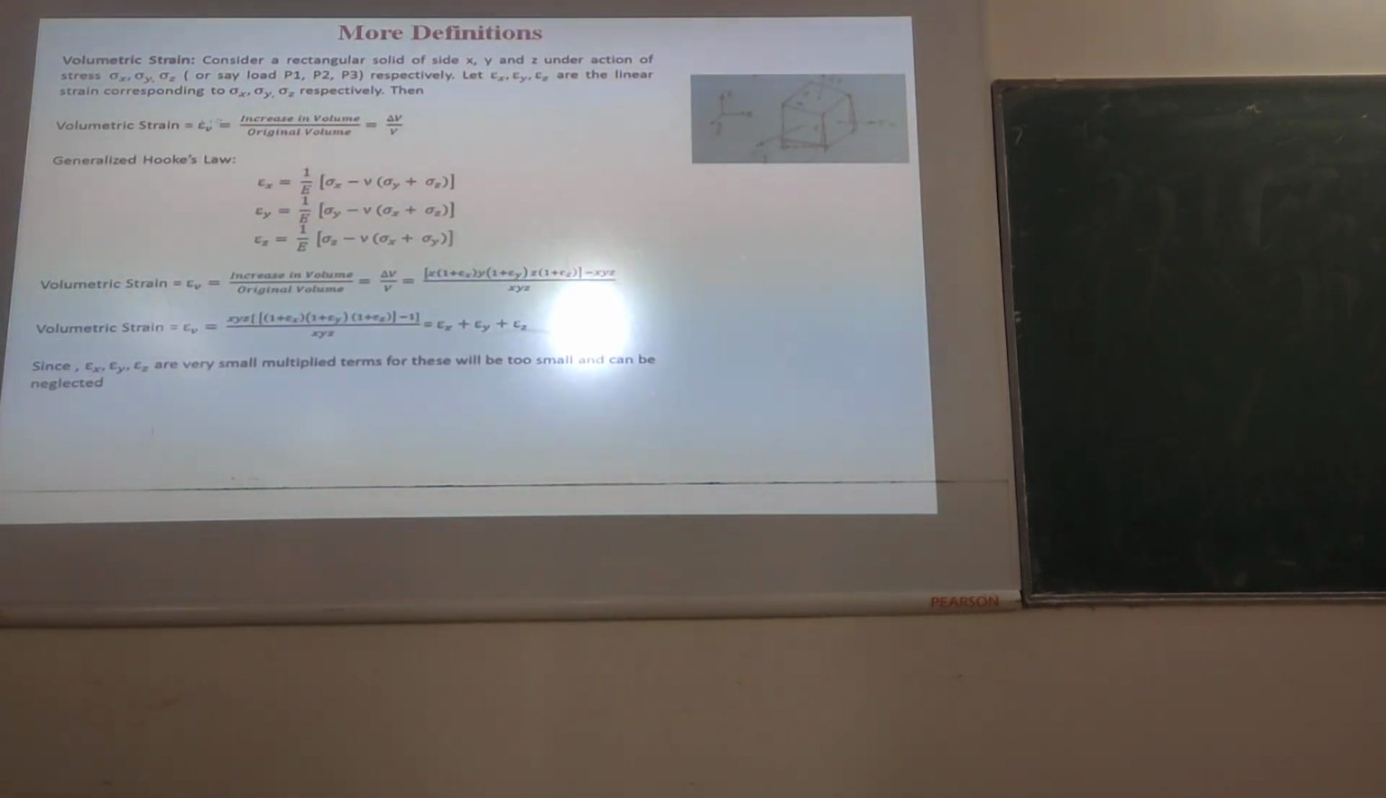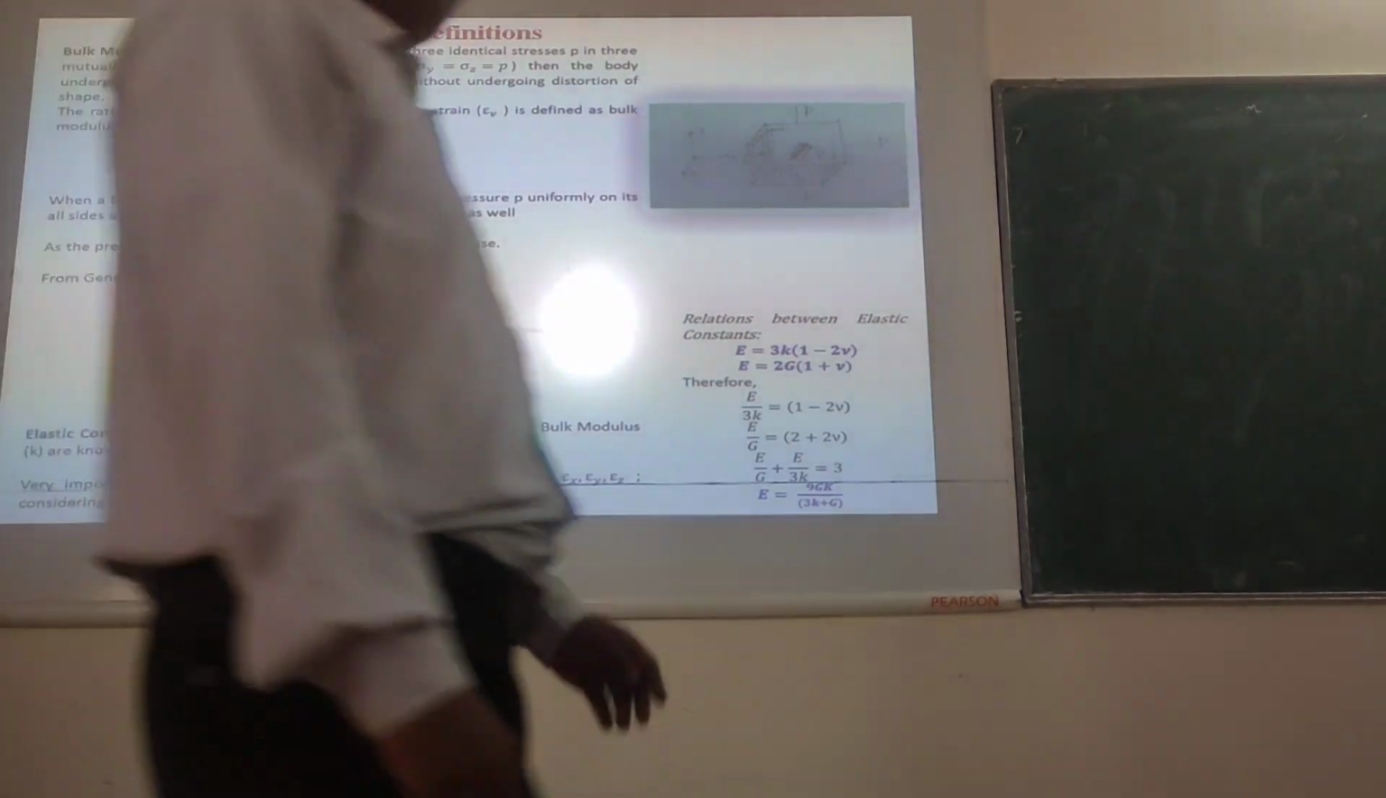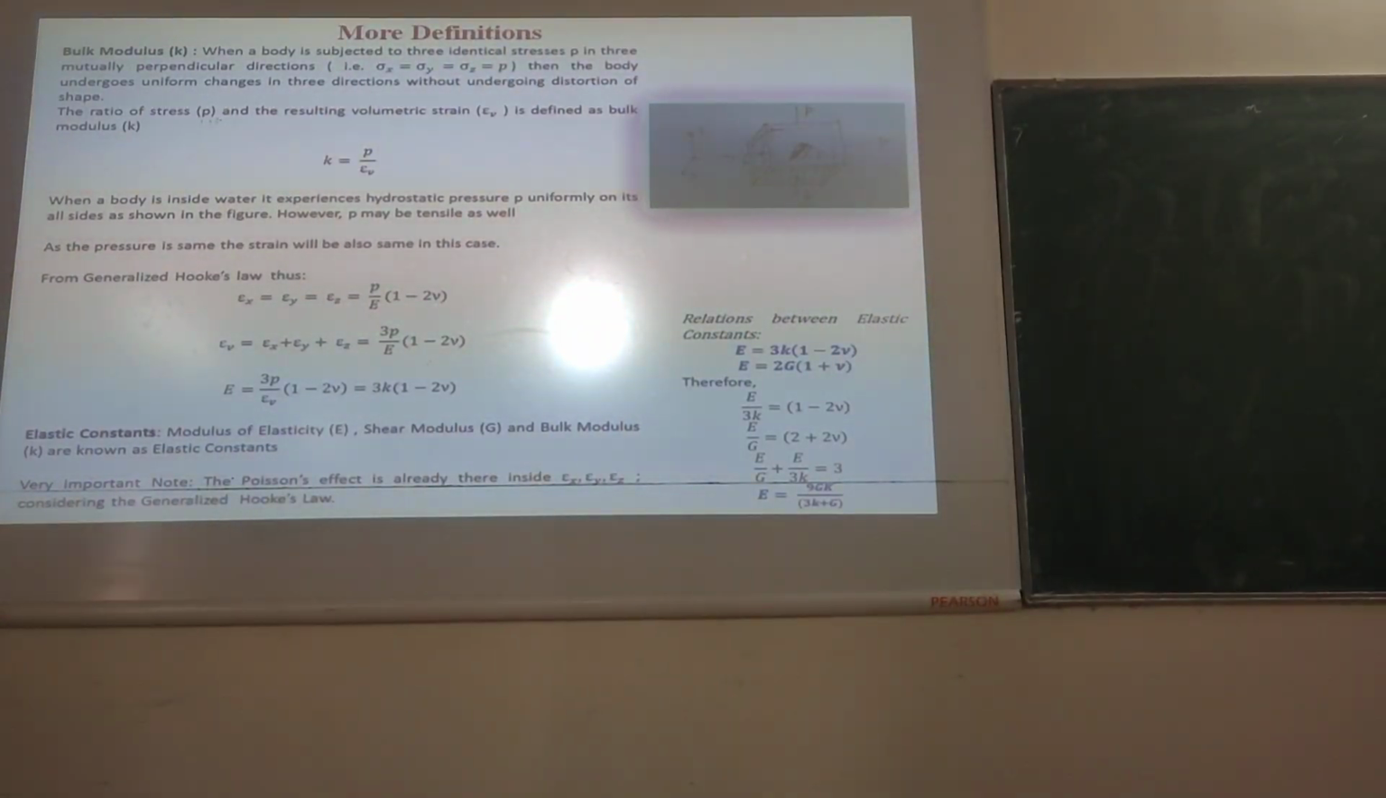Poisson's ratio is already included. One of the explanations in the report I have asked you regarding this, so very carefully read it and try to attempt that. Then you see the more definition, bulk modulus.